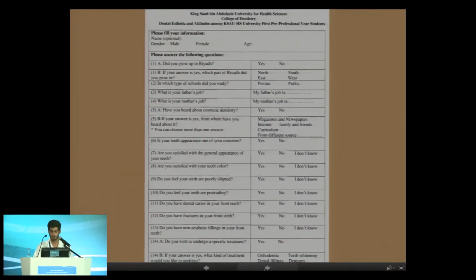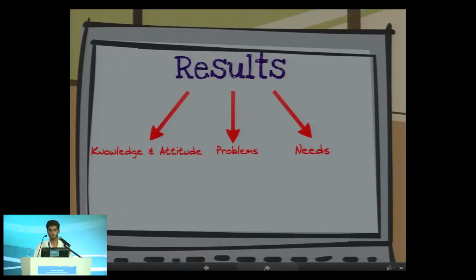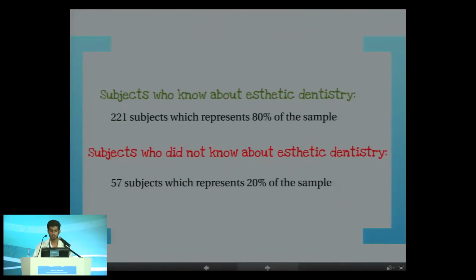And we also had an English questionnaire, which was easier for us to insert into SPSS than the Arabic questionnaire. And the results we got from that, as I discussed before, we had 3 objectives: knowledge and attitudes, problems, and needs. Going firstly to the knowledge and attitudes, 80% of subjects knew about aesthetic dentistry, and 20% didn't know about aesthetic dentistry, which is good, as we have quite good knowledge about aesthetic dentistry.